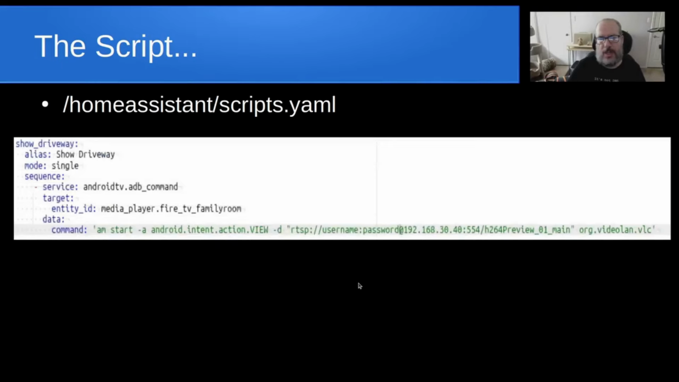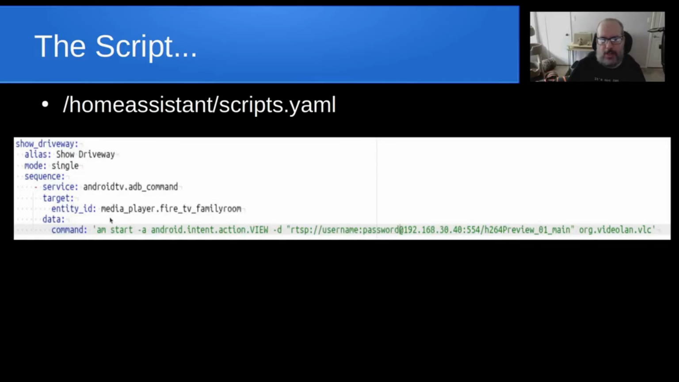So what does the script itself look like? Well, it's a script that's located in scripts.yaml as part of Home Assistant. And here's an example of my show driveway script, and realize that in my scripts.yaml, I have all of the scripts listed out there. So we have an alias, which is show driveway. The mode is single. And then it says the service is androidtv.adb_command.